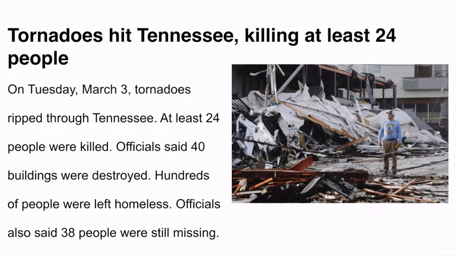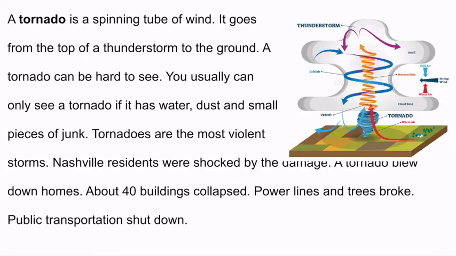All right, let's read this article again, and this time I'm going to stop sometimes to ask you some questions. Tornadoes hit Tennessee, killing at least 24 people. On Tuesday, March 3rd, tornadoes ripped through Tennessee. At least 24 people were killed. Officials say 40 buildings were destroyed. Hundreds of people were left homeless. Officials also said 38 people were still missing.